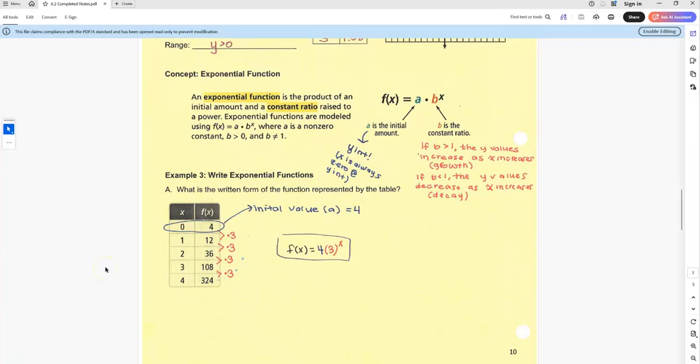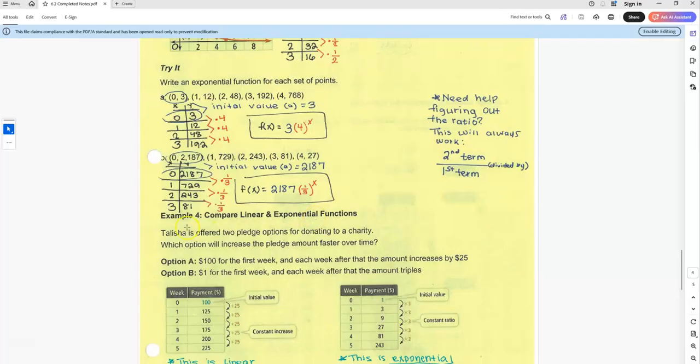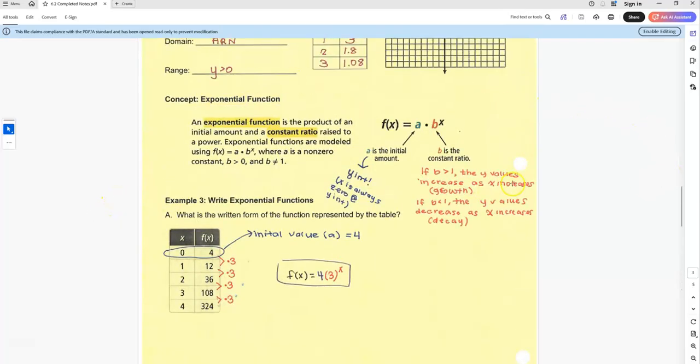In this video, I'm going to talk about writing exponential functions from a table, from a graph, and then also from points, and then we'll talk about linear versus exponential. So with writing exponential functions, this is key right here: a times b to the x.